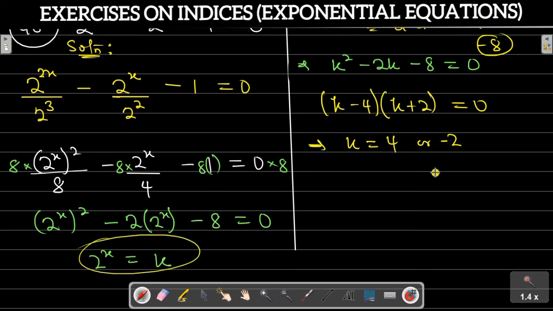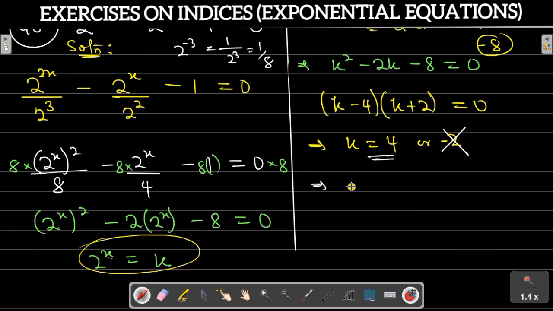And then there is something that is very important to note. If your k is an index number, then it cannot be negative, because there is no value for x that will make this thing become negative. At most, your x will be negative. If your x is negative, then it will give you a positive fraction. For instance, assume that my x is minus 3. I'm going to have 2 raised to the power of minus 3, which is equal to 1 over 2 raised to the power 3, and that's 1 over 8. So there is no value you will give to x that will give you a negative answer as your k. So that means our k cannot be negative. So our k is only equal to 4.